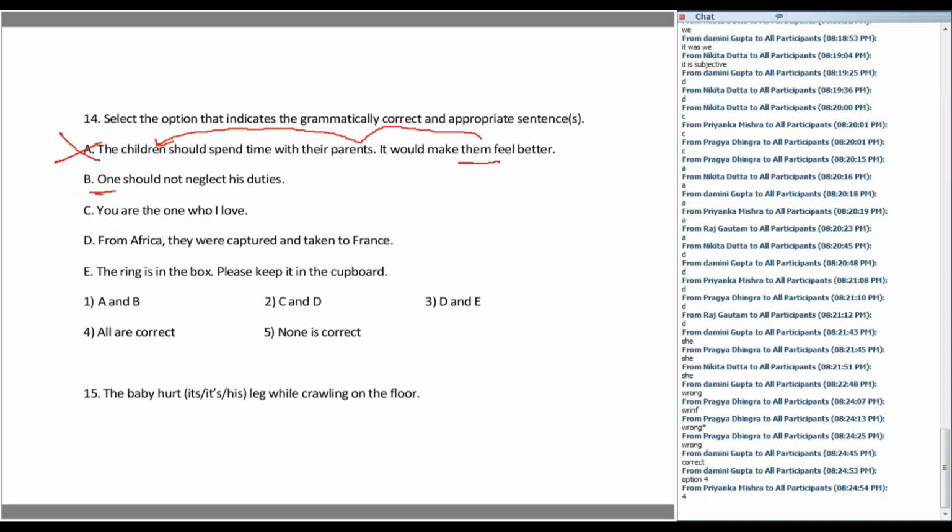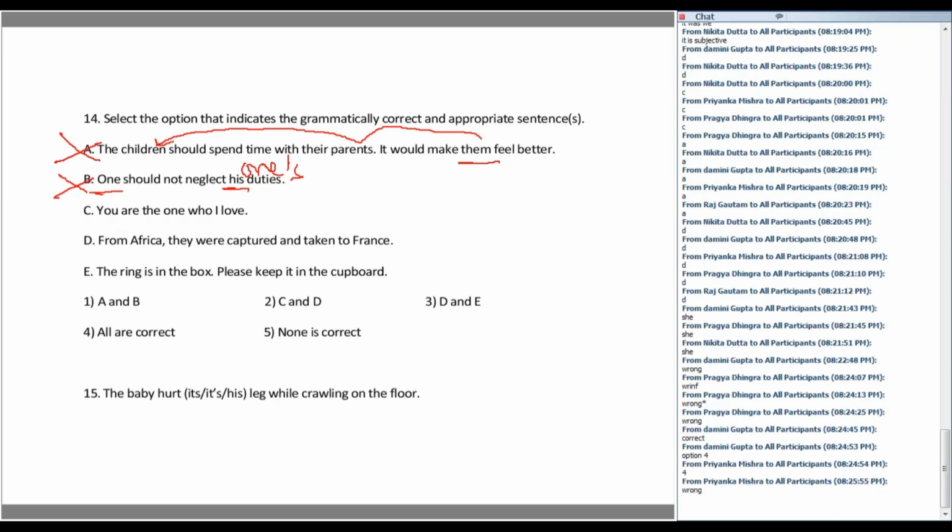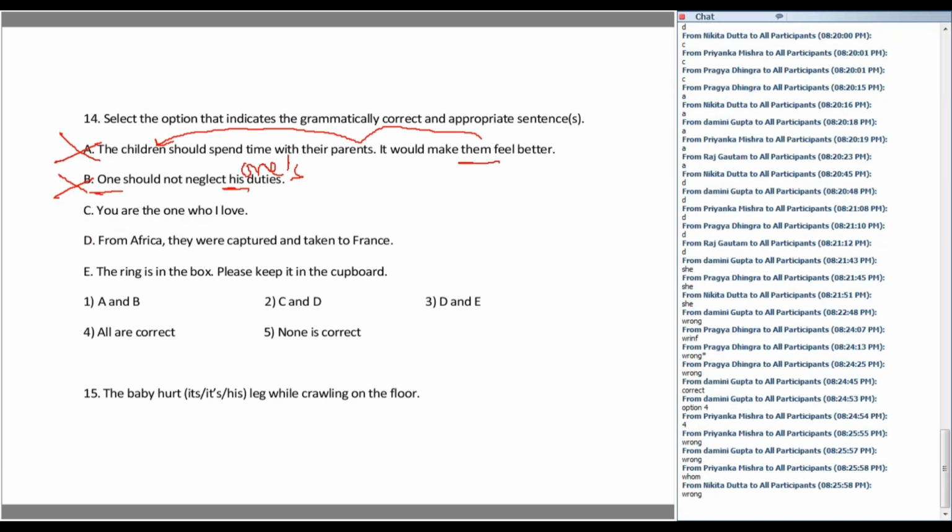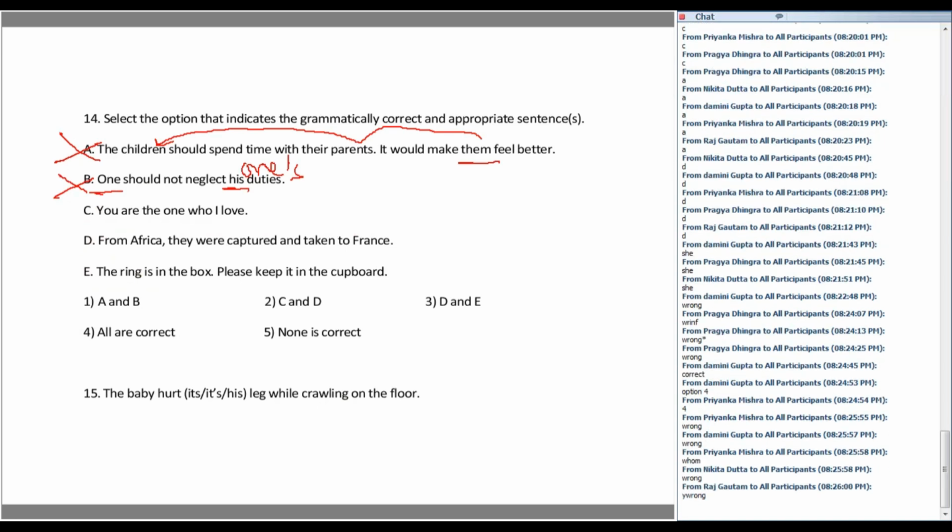Number B. One should not neglect one's duties. Not his duties. Wrong. You are the one. You are the one who I love. So is this right or wrong? You are the one who I love. It's wrong. Because who is the subject? I love you. So whom होना चाहिए था? Whom I love. Wrong.